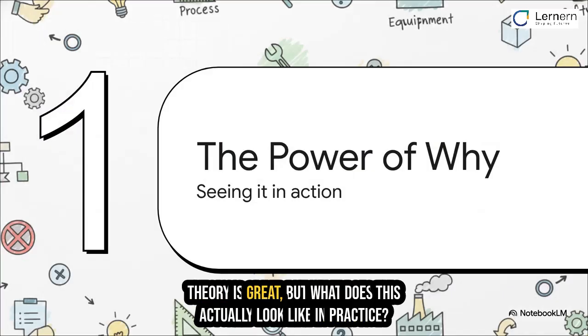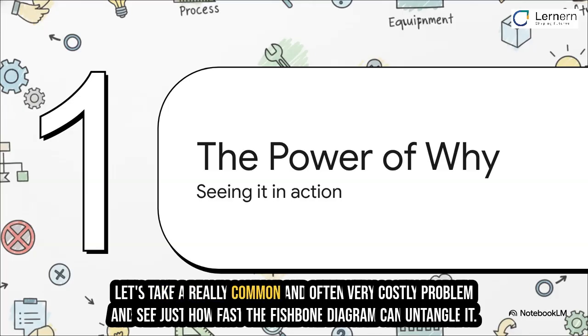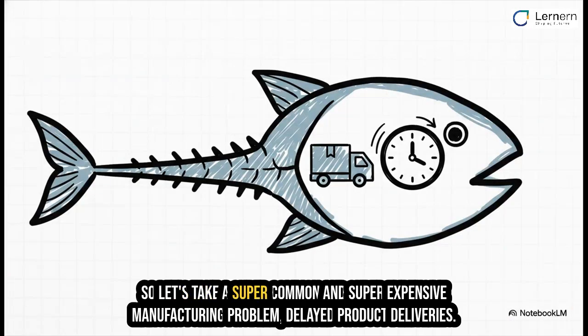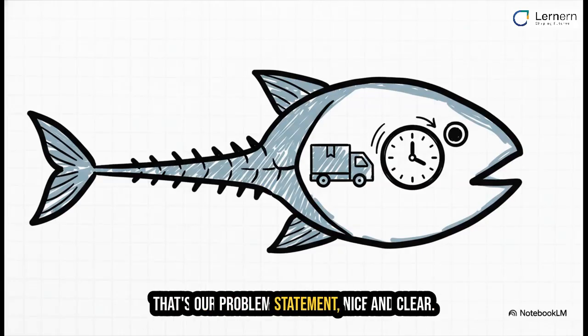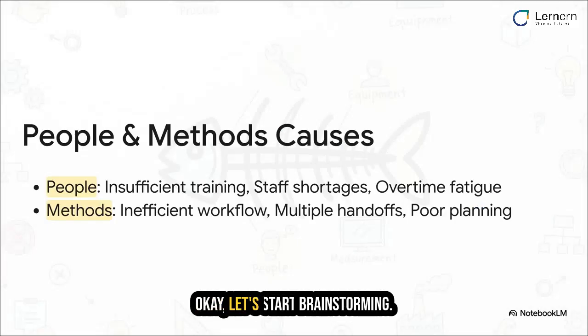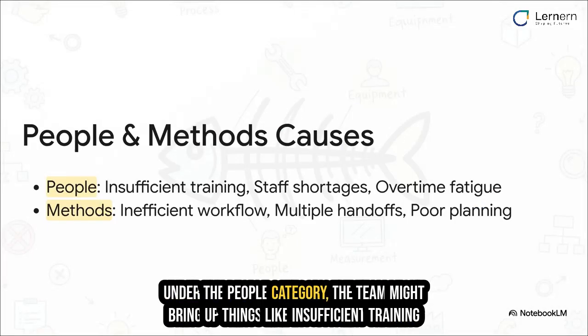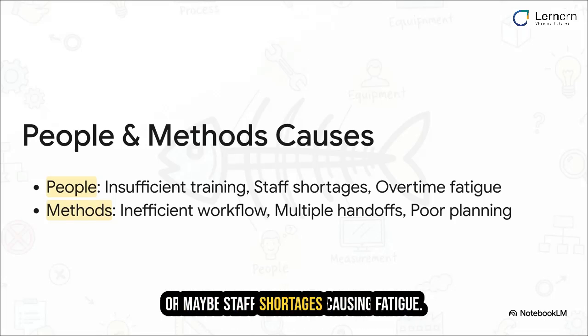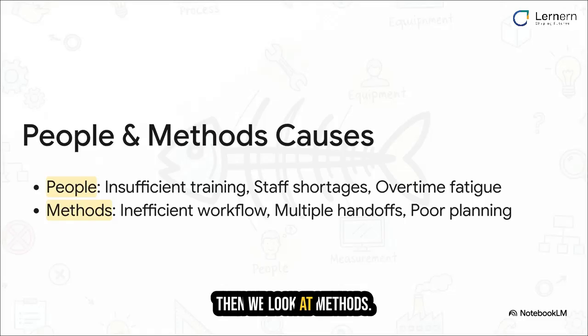Okay, theory is great, but what does this actually look like in practice? Let's take a really common and often very costly problem and see just how fast the fishbone diagram can untangle it. So let's take a super common and super expensive manufacturing problem, delayed product deliveries. That's our problem statement, nice and clear, so it goes right into the head of the fish. Okay, let's start brainstorming. Under the people category, the team might bring up things like insufficient training or maybe staff shortages causing fatigue. Then we look at methods.